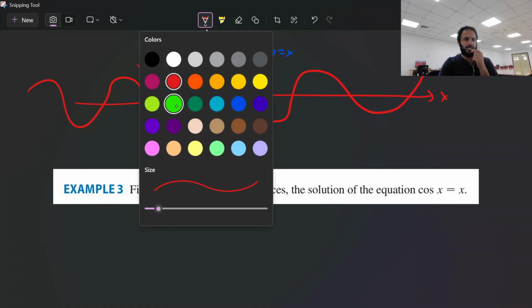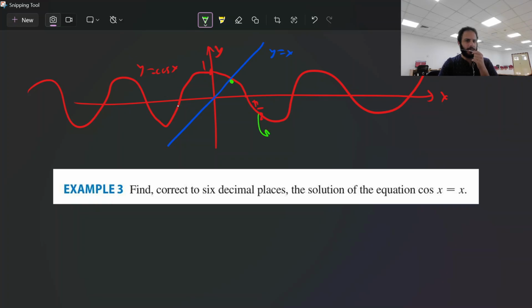Who wants to estimate the solution? Remember, pi over 2 is what? Nearly 1.57. So what's nearly the value of the solution for cosine x equals x? What do you think? 1.35. Good. But there is better. Maybe my drawing is not good enough, so you choose 1.35.